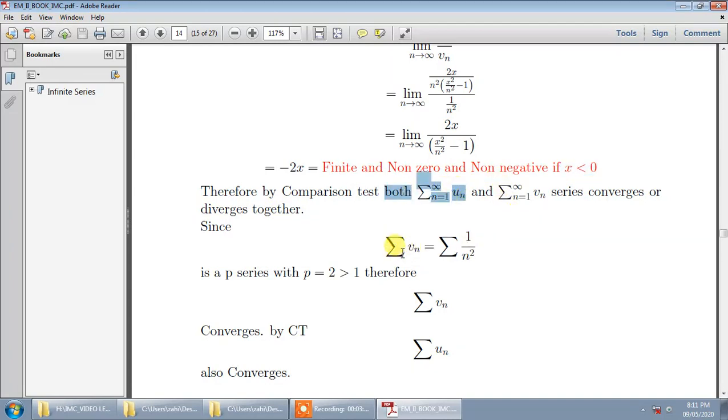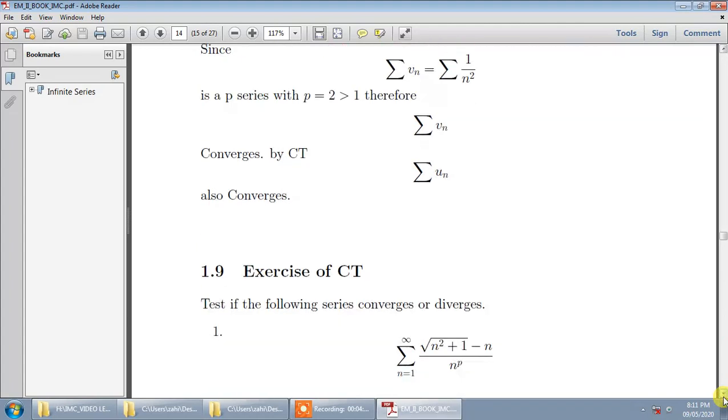So summation vn is 1 upon n square, again it is a p series with p equal to 2, greater than 1. Therefore that series converges, since a p series converges if p is greater than 1. So by comparison test, summation un also converges. So summation un and vn converge or diverge together. If we are guaranteeing that summation vn is convergent, then definitely summation un also will converge. And here we should note that x should be less than 0. So all the conditions will be satisfied only if x is less than 0. x less than 0 means x is having negative values.